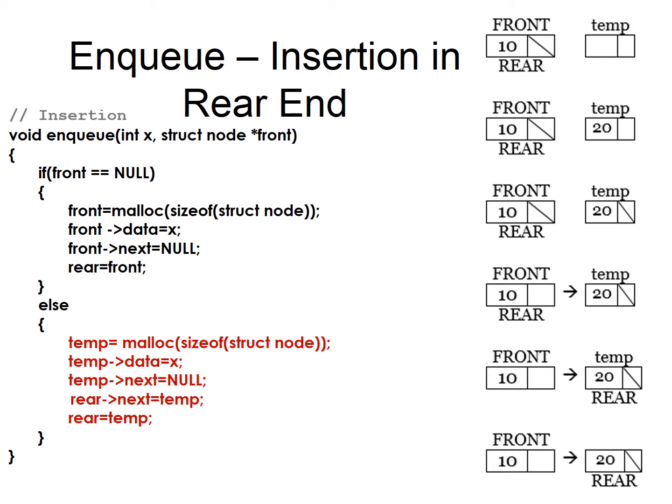Now this new node is going to be the last node. So the previous queue's last node should refer to the new node. How do I do that? The rear of next is equal to temp. Initially the rear of next was null. So after creating a new node, the rear should refer to the new node. After the rear node refers to the new node, I make the new node the last node. How do I make it? I move the pointer rear to the new node. So how do I do it? Rear is equal to temp.